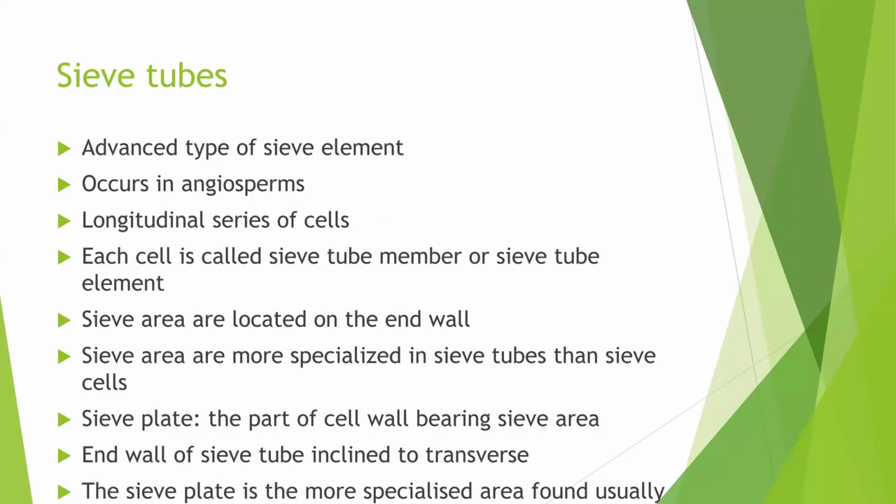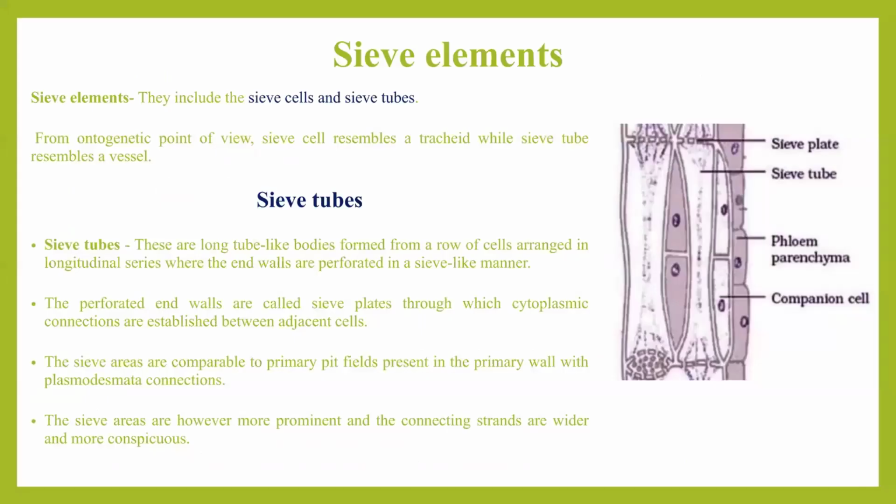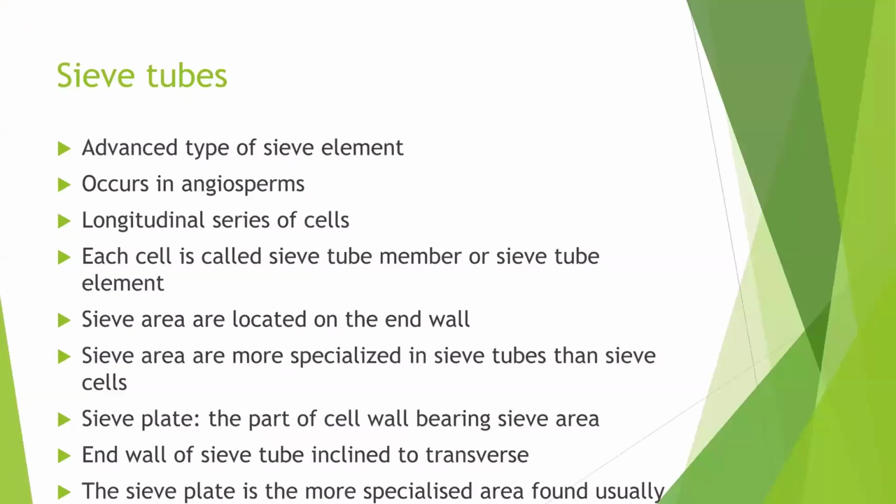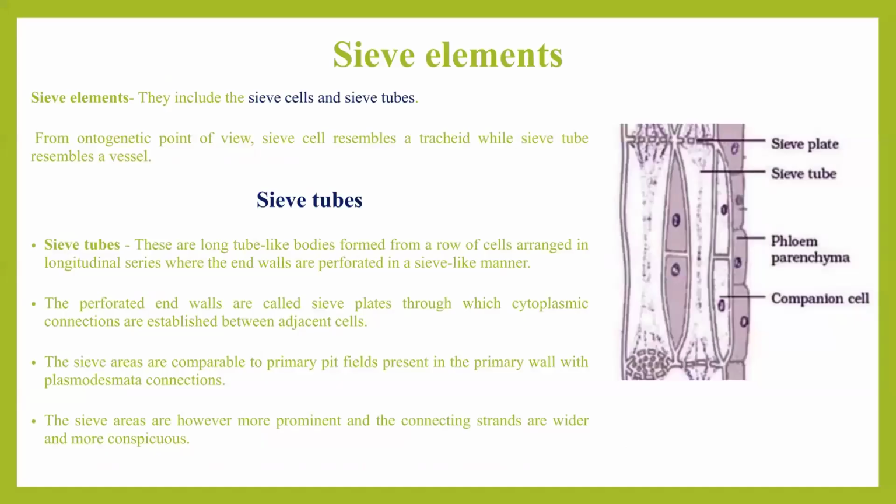So the sieve plate is the more specialized area found usually. These sieve plates mainly help in the conduction, that is, the transport of food materials. Sieve elements include both sieve cells and sieve tubes. From the ontogenic point of view, the sieve cell resembles the tracheids in the xylem, while the sieve tube resembles a vessel in the xylem.